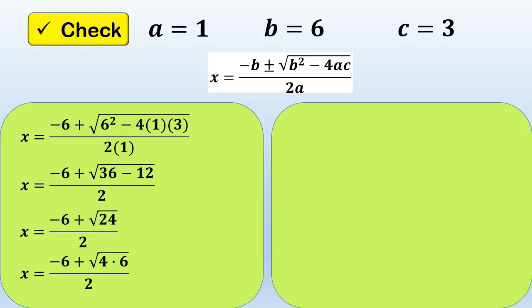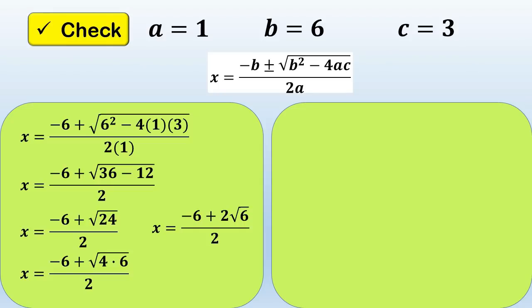Copy 2. So we have negative 6 plus square root of 4 times 6 over 2. Okay, so since one of the given factors is a perfect square, we can simplify that. So, we copy negative 6 and 2. So, we have here negative 6 plus square root of 4. Since 4 is a perfect square, we can simplify that. So, let's put that outside of the radical sign. It will become 2. So, negative 6 plus 2, then remain square root of 6 over 2.